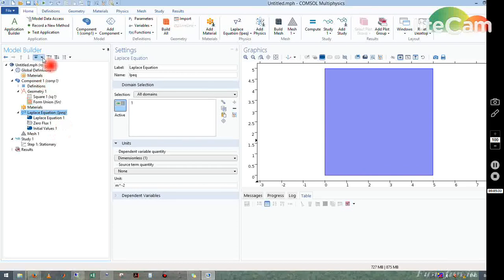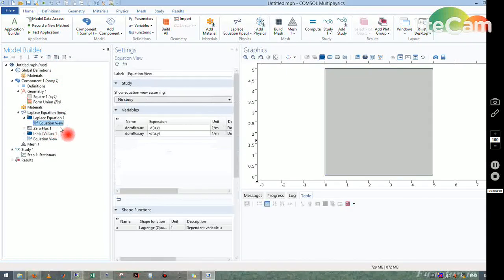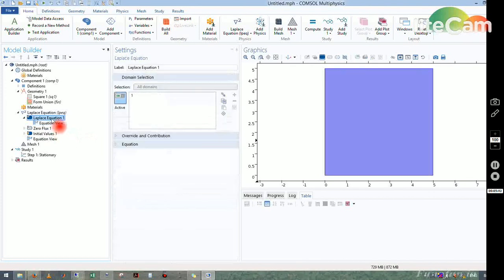I'll show you one thing. You go here, click on show, and then click on equation view. Then the equation will be shown. So this is the Laplace equation which we'll solve, that is the divergence of minus grad u equal to 0, which is nothing but the equation I have shown you earlier. And that is the domain where we will be solving the differential equation.